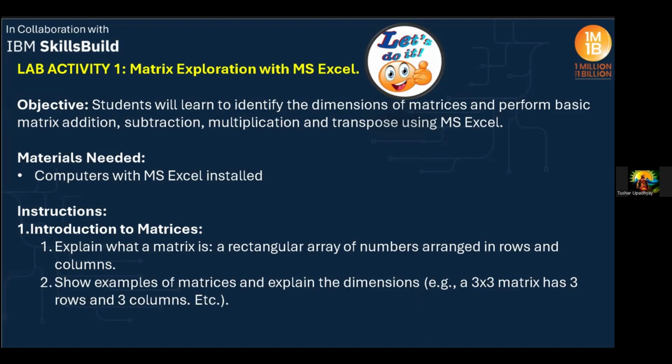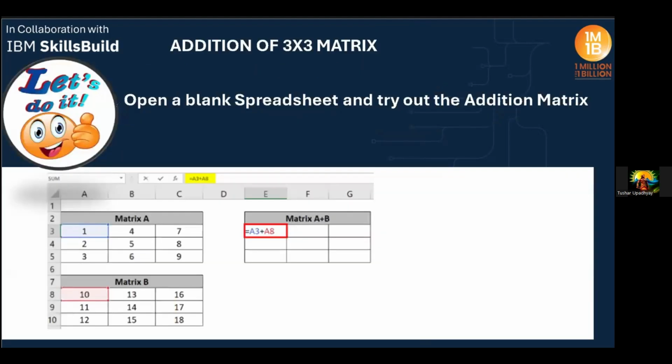The objective is to learn to identify the dimensions of matrices and perform basic addition, subtraction, multiplication, and transpose using Excel. So here we are going to use a 3 by 3 matrix. We are going to add two matrices, and we are going to get the sum of it. So in the next slide, I hope everybody has got your spreadsheets open. And we will do one exercise only, that is addition, and then we'll move to transpose, because subtraction can be done once you understand the addition part. Subtraction is easy.